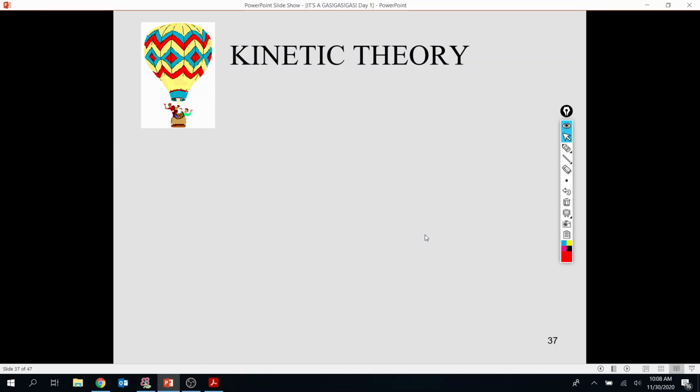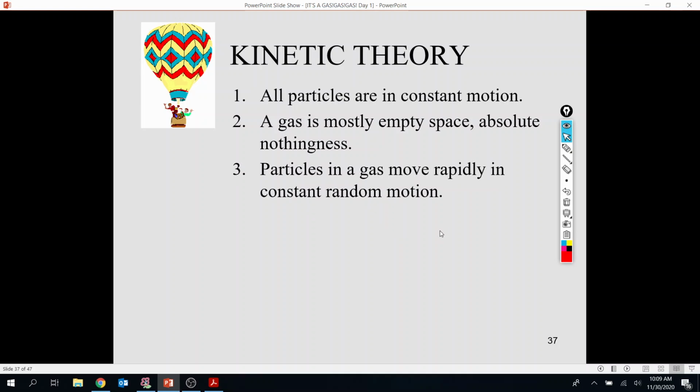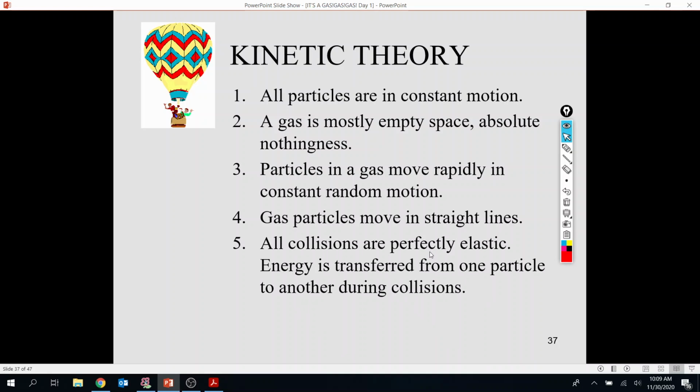All right, so let's see what is new for us in the kinetic theory. We talked about the kinetic molecular theory of gases on our last slide. All particles are in constant motion. Again, we remember that gases are always moving, that it is mostly empty space, and that the particles move in a random and continuous motion in a straight line until they strike something, and then they collide and bounce, and that those collisions are elastic, meaning that energy is completely conserved.